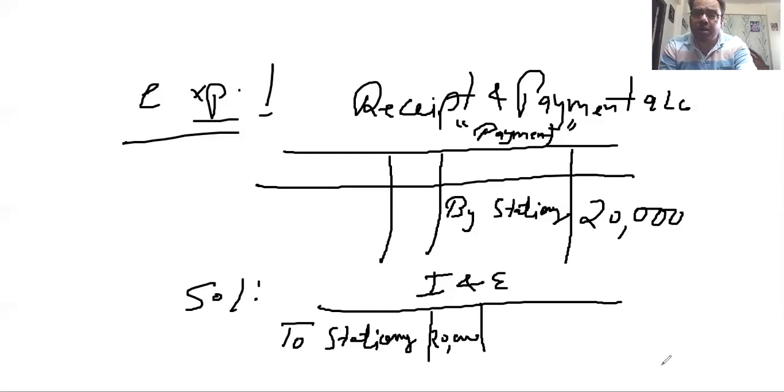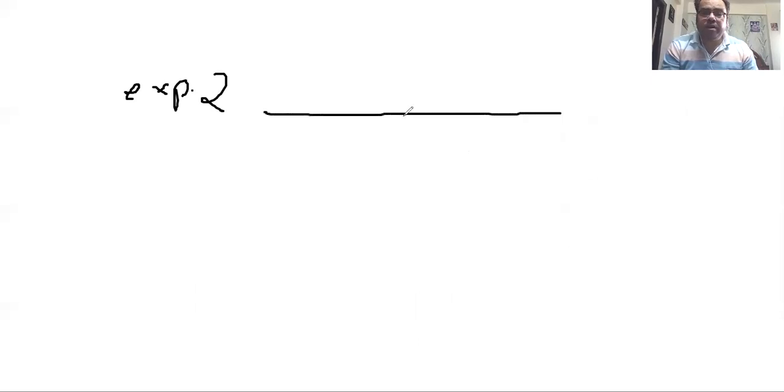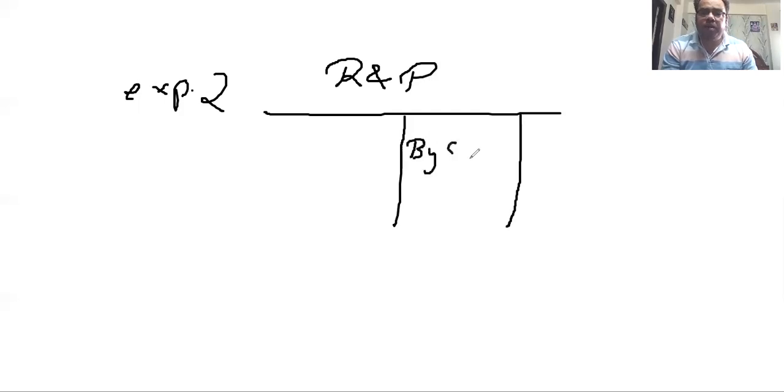Now, coming to the next example. See how it is just increasing. If I say example number 2, a receipt and payment account is given. I am writing the short receipt and payment account. On the payment side, it is written 'By stationery', suppose rupees 10,000. And some additional information in the question is also given.